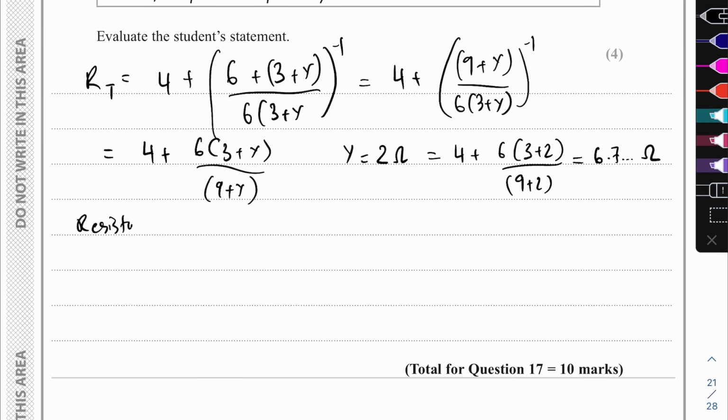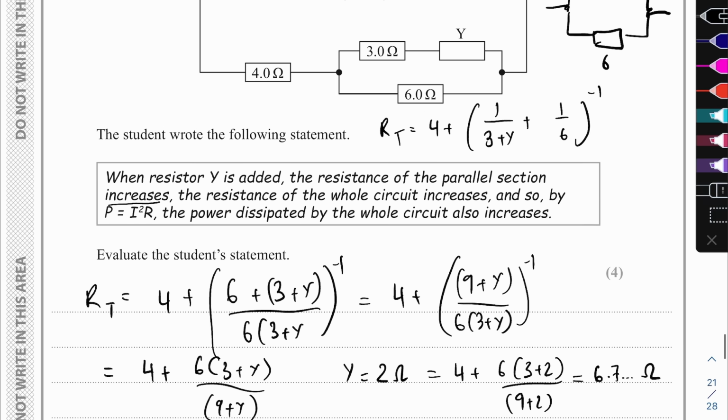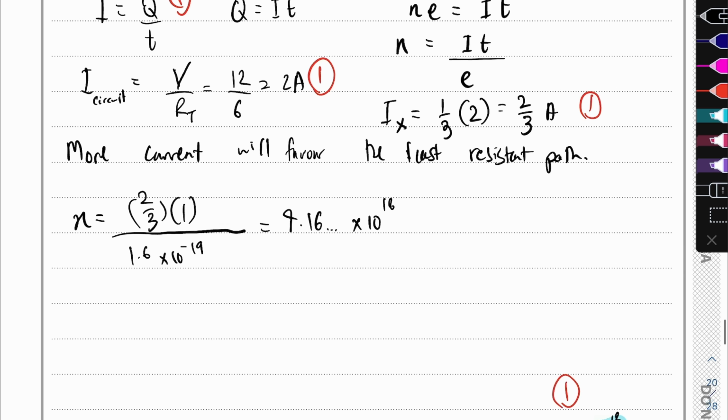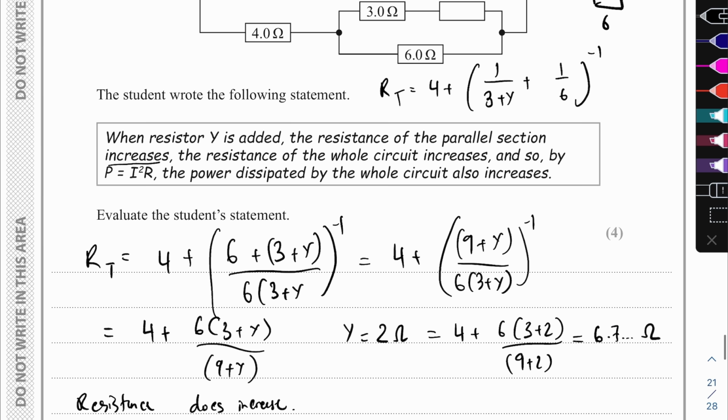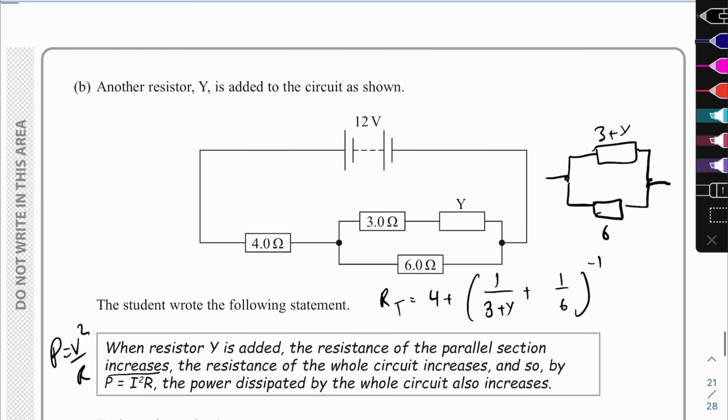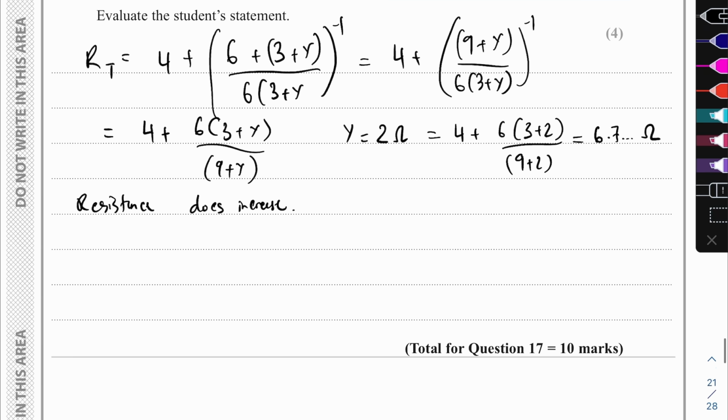Resistance does increase. But we also know that the current changes as well, right? Because we worked earlier that current changes as well. So this is not a good way of finding the power, right? We can use another formula. Another formula is what? P equals V squared over R. Because we know V is constant. That's not going to change. V is constant.